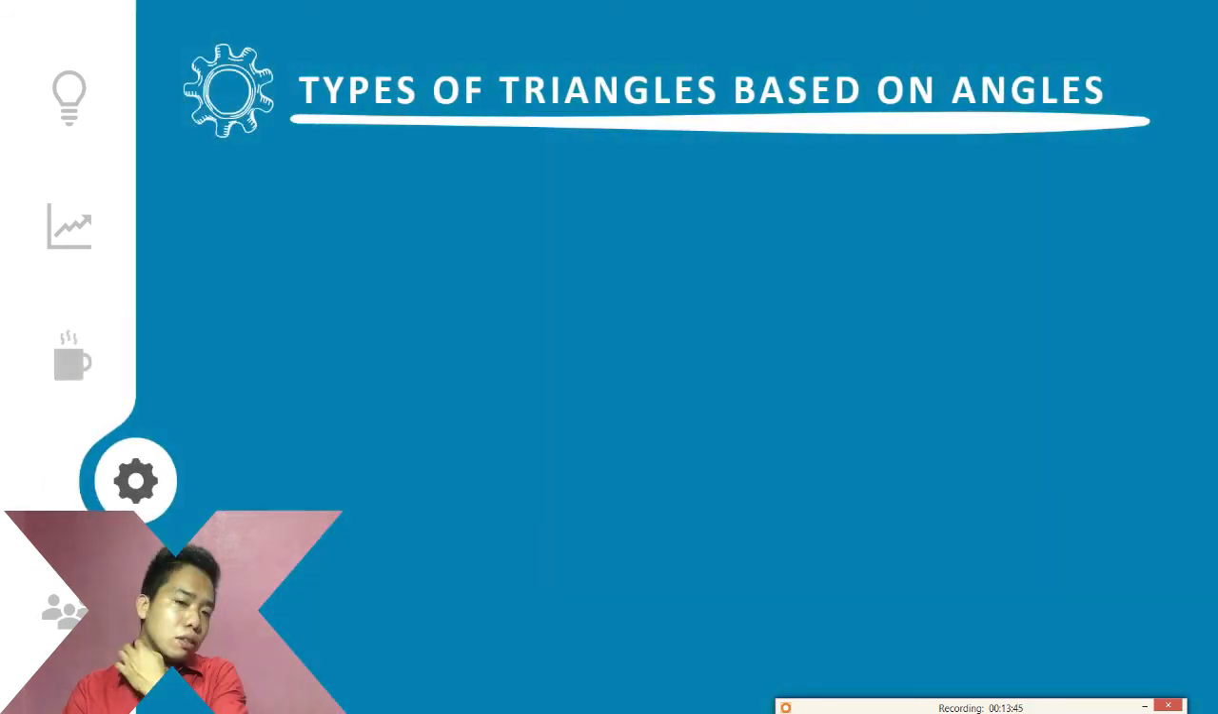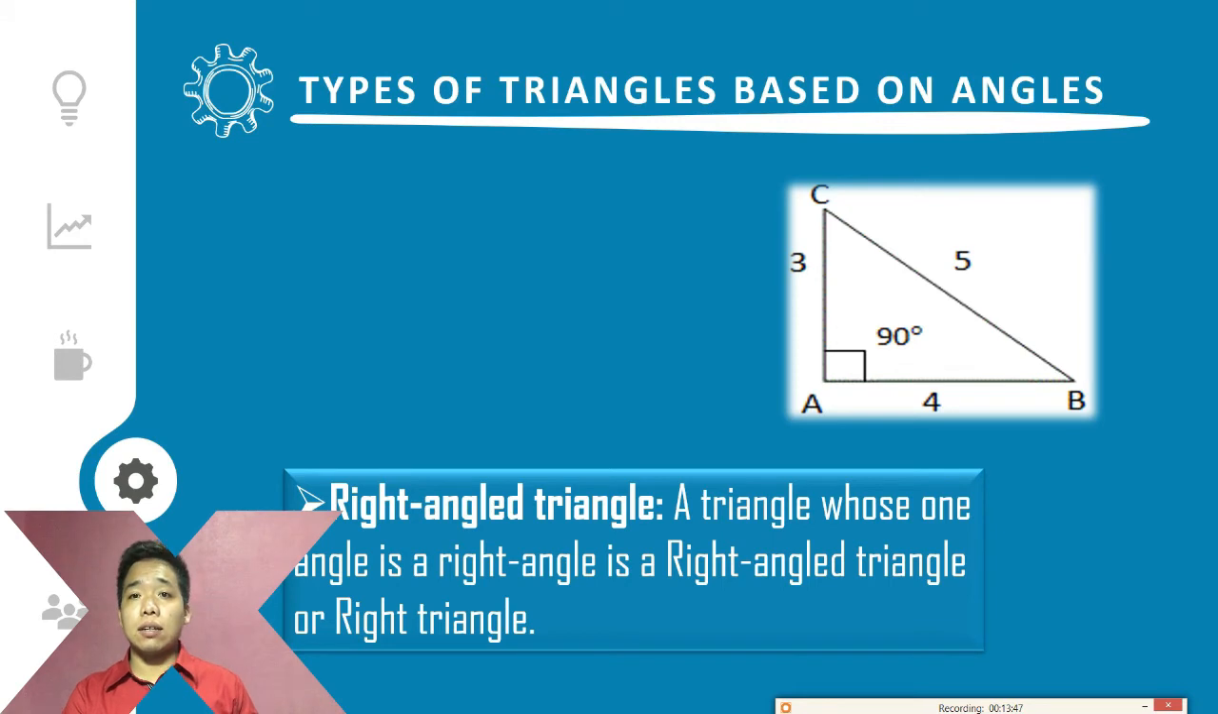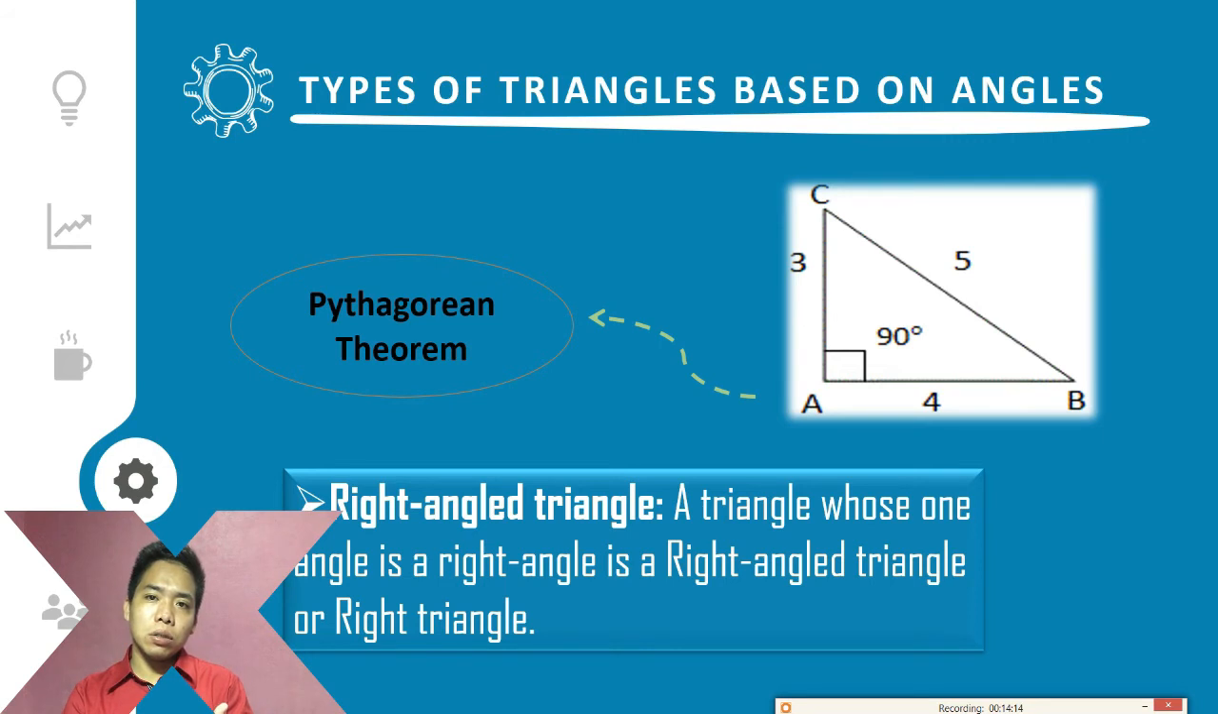That's the second. And the third and last one is the right angled triangle. A triangle whose one angle is a right angle is a right angled triangle, a right triangle. In this case you have angle A at 90 degrees. So this is a right triangle. If we have a right triangle, we can always use the Pythagorean theorem to find missing lengths. We can only apply the Pythagorean theorem in right triangles.